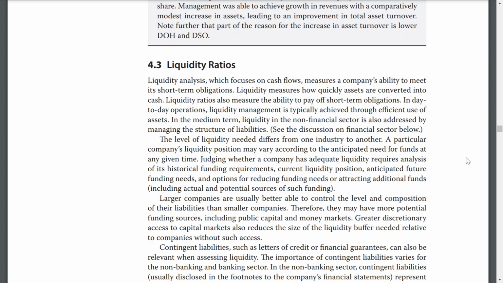In the medium term, liquidity in the non-financial sector is also addressed by managing the structure of liabilities. The level of liquidity needed differs from one industry to another. A particular company's liquidity position may vary according to the anticipated need to fund at any given time. Judging whether a company has adequate liquidity requires analysis of its historical funding requirements, current liability positions, anticipated future funding needs, and options for reducing funding needs or attracting additional funds.